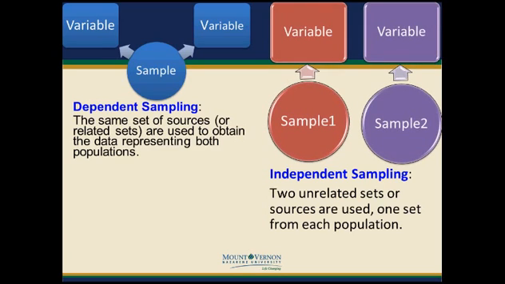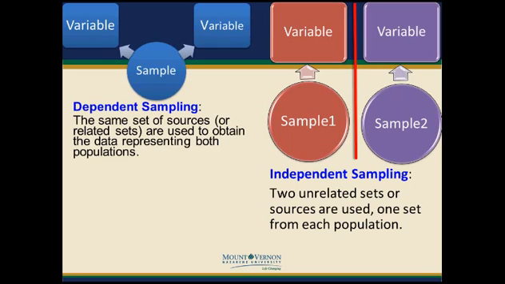Now, with independent sampling, you have two unrelated sets or sources that are used, one set from each population. And I like to visualize this like this, where you have two different samples and there's a variable that's measured from each of the samples. And there's sort of like a bar, a line, or a wall between the two samples. So there's no connection between the samples. They don't interact, no relationship.